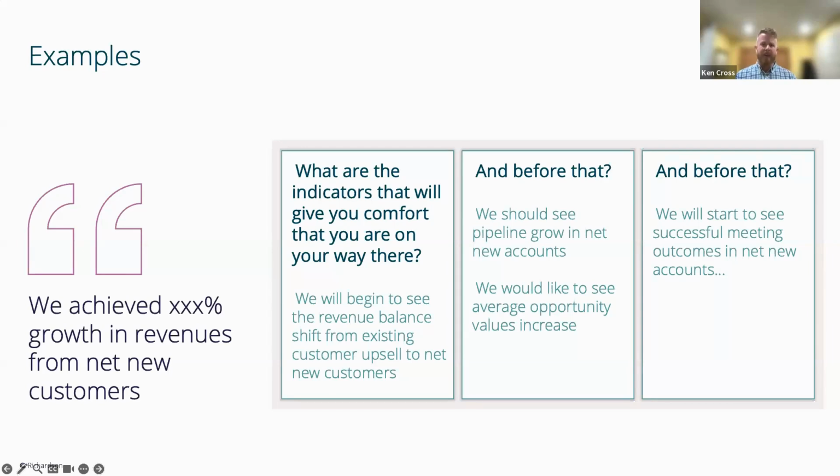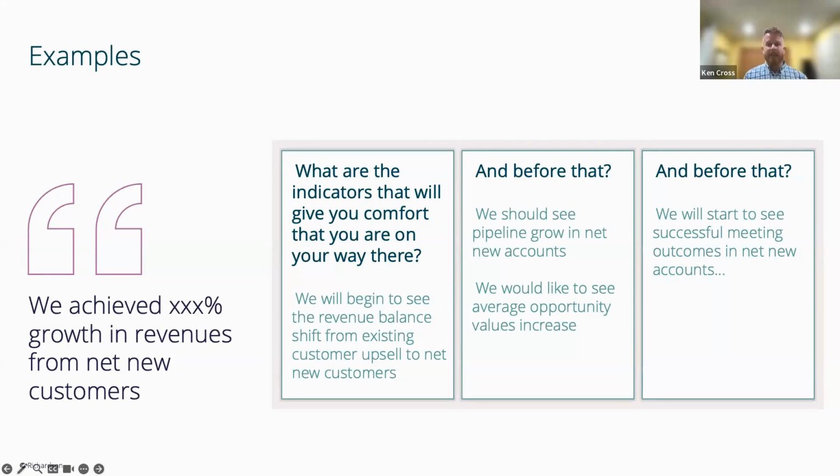So let's take a specific example here. Let's imagine that we achieved X% growth in revenues from net new customers. But let's walk backwards from that, asking ourselves, what happened just before we hit that goal? Because there were some things that happened before we hit that lagging indicator, because that's a lagging indicator way in the future. But we'd like to take a little bit of a step back here and figure out, okay, how did we get here?